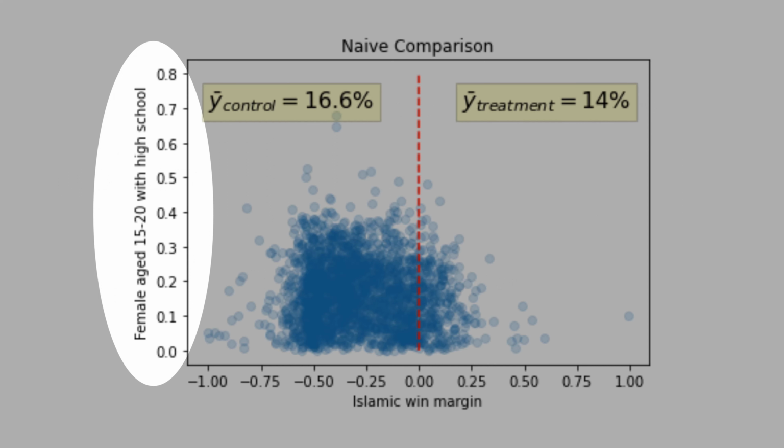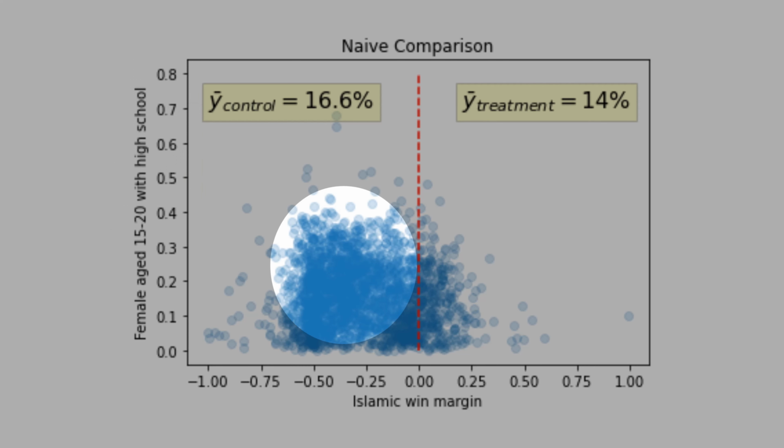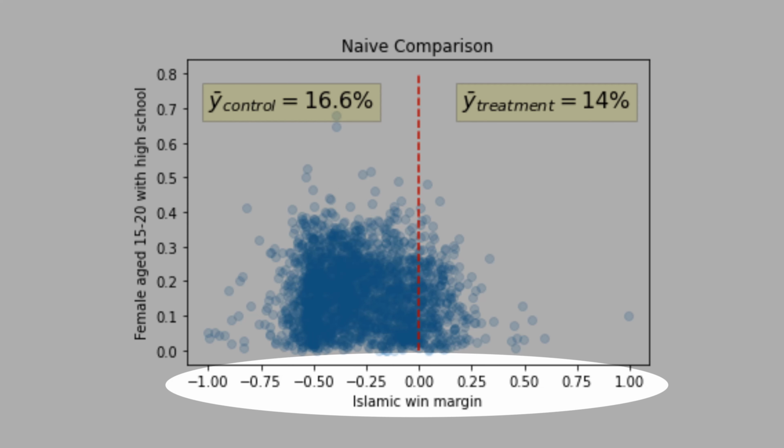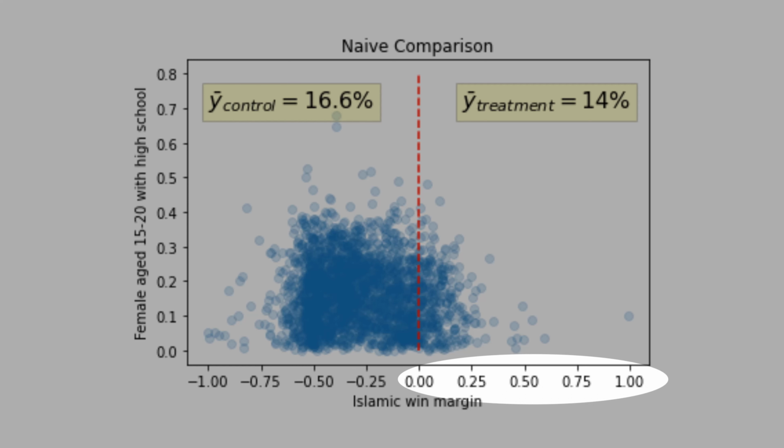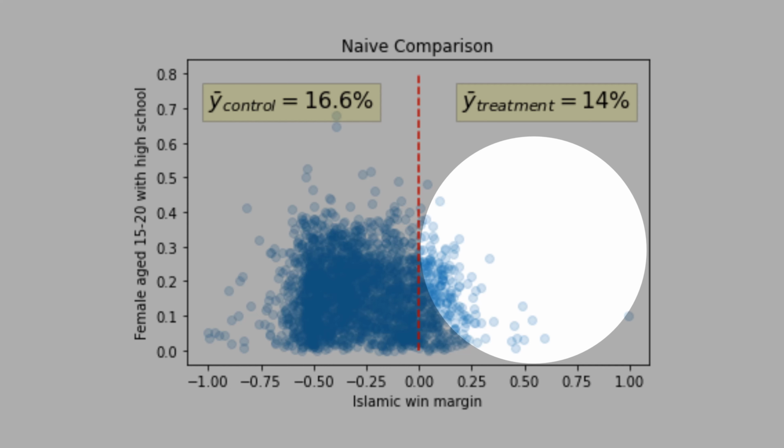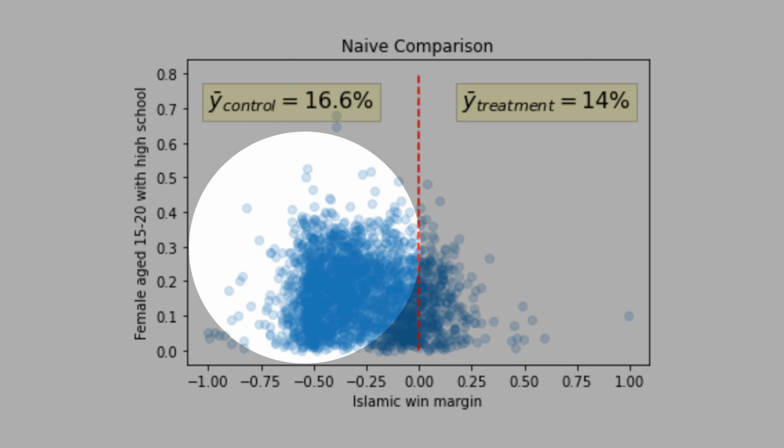The Y here is the proportion of females that completed high school in Turkey. Each blue ball here is one city in Turkey. The X is the Islamic win margin, normalized to 0. Above 0 is where the Islamic party won the election, and below 0 is where the secular party won the election. That means the right side is the treatment group, the municipalities governed by an Islamic mayor, and the left side is the control group, the municipalities governed by a secular mayor.